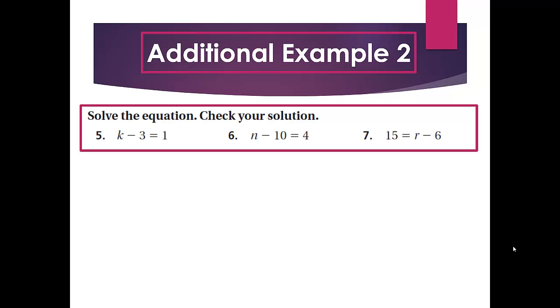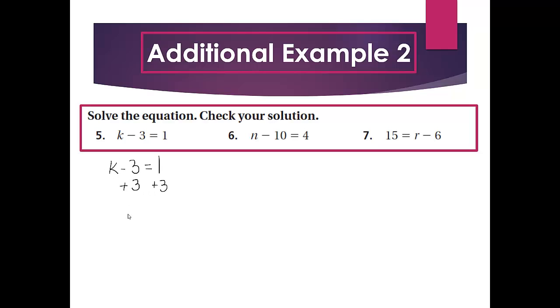Now we have an additional example. You can pause the video and try it on your own, or you may follow along. So for number 5, we have k minus 3 equals 1. We need to undo this subtraction, and we can do that by doing the opposite. So we're going to add 3 to each side.